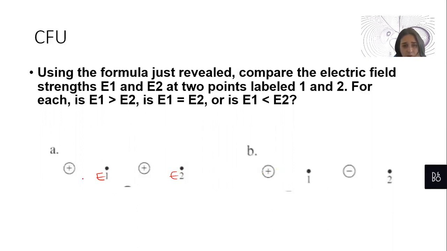And then for each one, which one's greater? So we have two different scenarios here. We have this question A and question B. So where is the electric field strength going to be greater? At point E1 or at point E2?